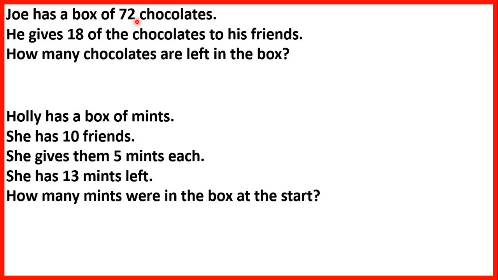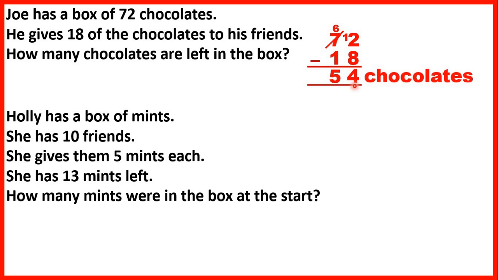Joe has a box of 72 chocolates. He gives 18 of the chocolates to his friends. How many chocolates are left in the box? So he started with 72 and gave 18 away. So he now has 18 less than 72. So we need to subtract. And when we do that, we get 54. So that means there are 54 chocolates left in the box.